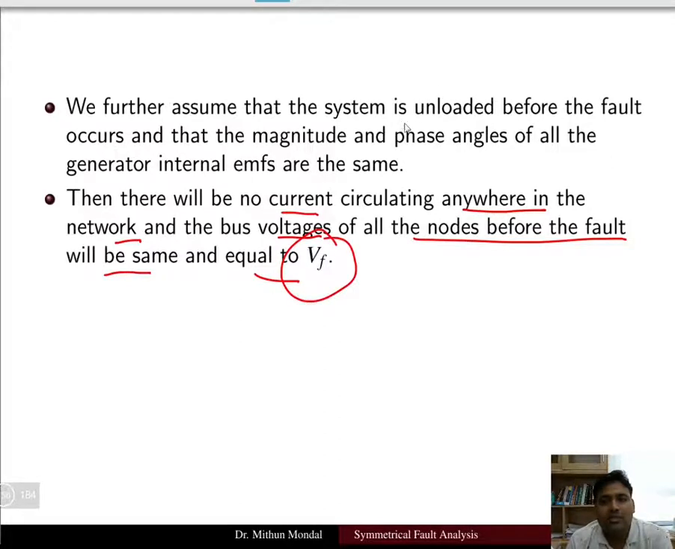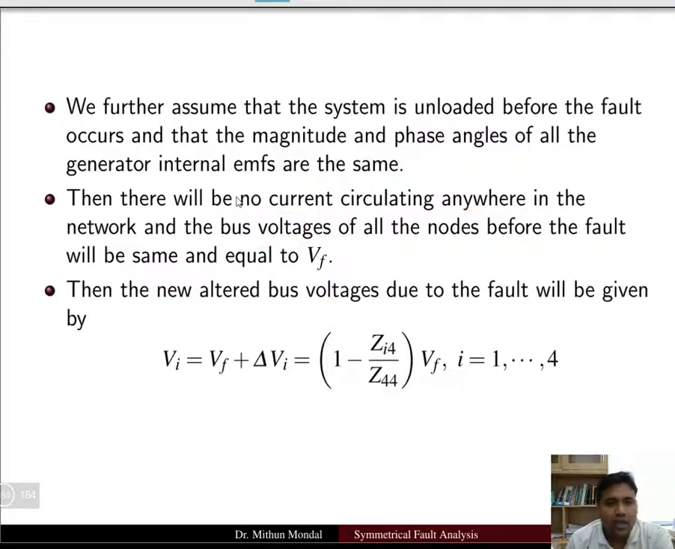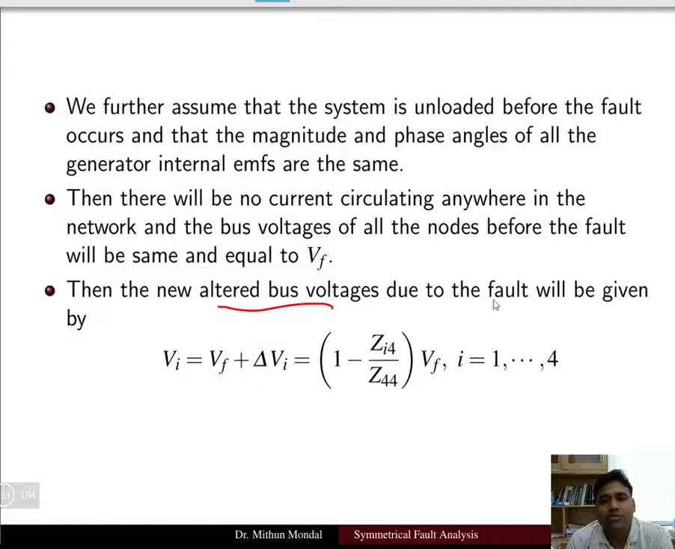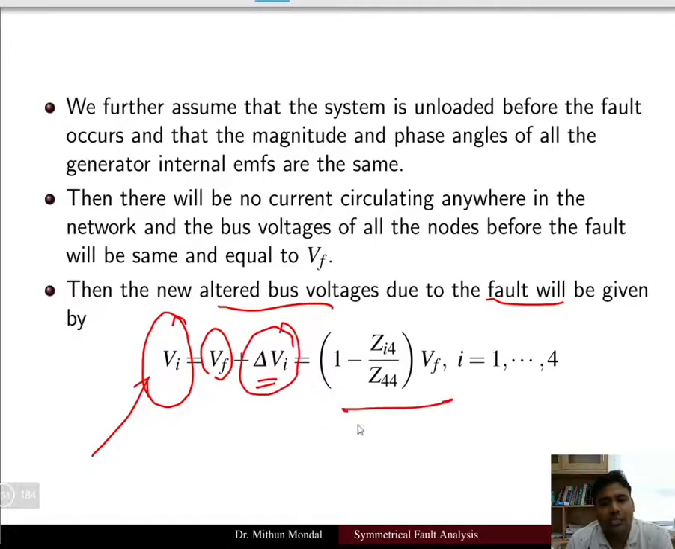Now the system is under the unloaded condition before the fault. Hence the magnitude and phase angle of all the generator internal EMFs are the same. So there will be no circulating current. Now the new altered bus voltage due to the fault will be, for any of the buses, Vi now is equal to Vf, that is the pre-fault voltage, plus delta Vi, that is the change in the voltage of a particular bus, which we can obtain from this formula for bus number 1 to 4.